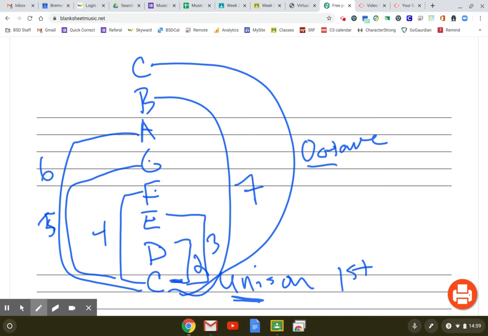A lot of the times in music, you'll see 8VA, that's pronounced ottava. It means that you've got notes that are being played an octave apart from one another.